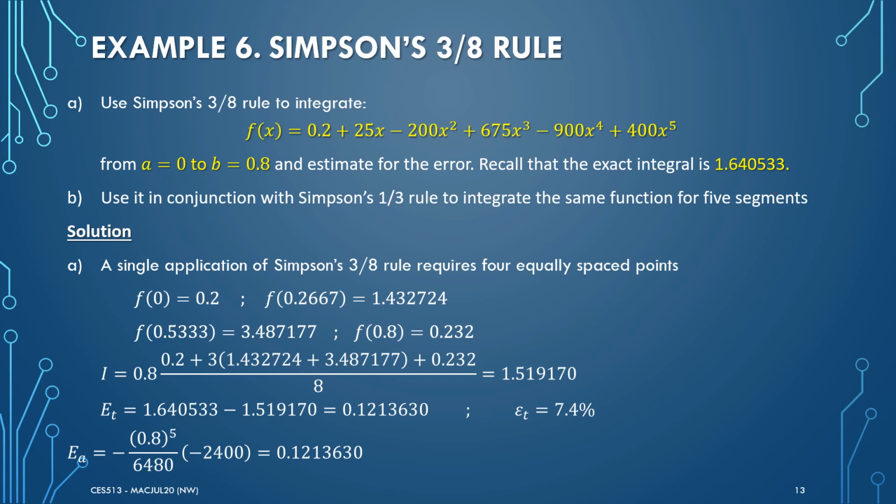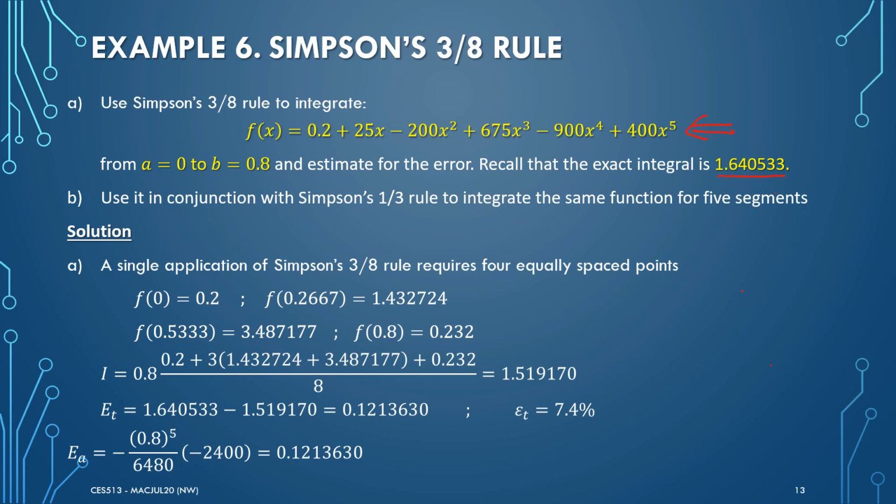So now let us look at example 6 for the application of Simpson's 3/8 rule. Use Simpson's 3/8 rule to integrate the function here, which is similar to the previous example, from a to b, and estimate the error. And recall that the exact integral is 1.640533.